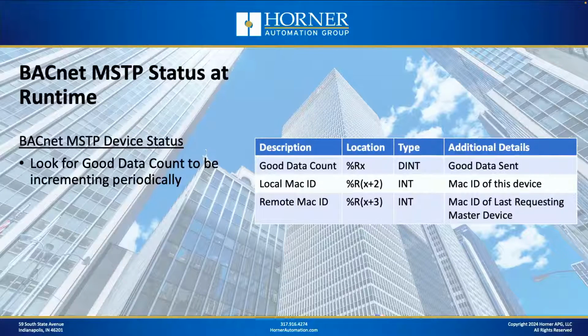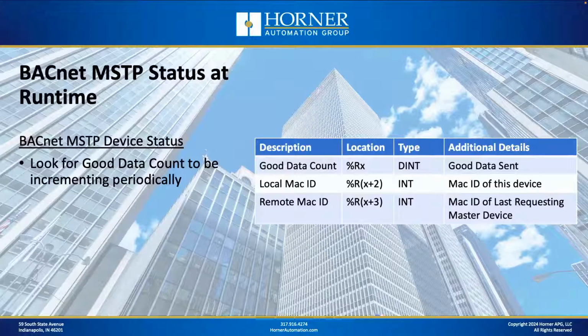You also can take advantage of the device status feedback, and that's just 3 different elements, 1 double integer and a couple of integers. Again, you've got another good count area that you can hopefully see increment periodically as communication occurs. And you can also see what your local MAC address is for the OCS node through the status feedback, as well as the MAC address for the device that last requested information from the OCS. So that's also available in the MSTP status, again, available at runtime. Okay, so that wraps up what I wanted to cover.